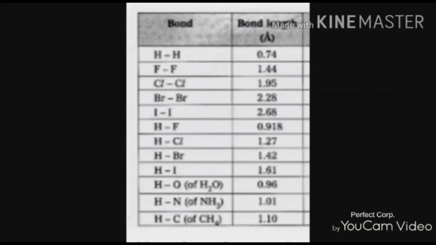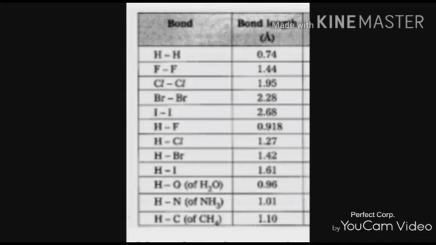Here we are having bond length values for some covalent molecules. For hydrogen single bond hydrogen, the bond length value is 0.74 Angstrom. For fluorine single bond fluorine, it is 1.44 Angstrom. For chlorine single bond chlorine, it is 1.95 Angstrom. For bromine single bond bromine, it is 2.28 Angstrom. For iodine single bond iodine, it is 2.68 Angstrom.